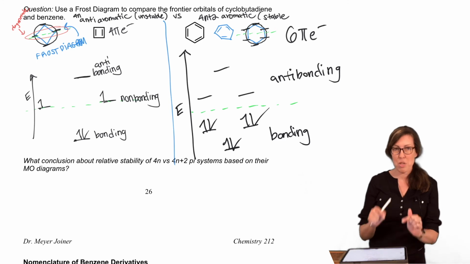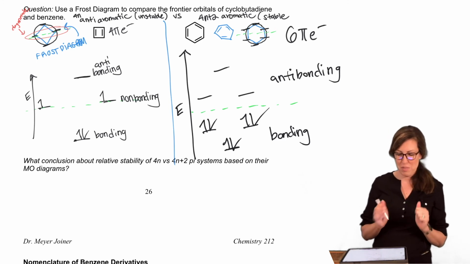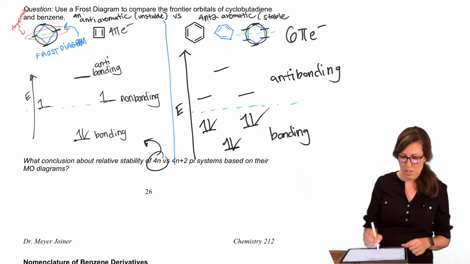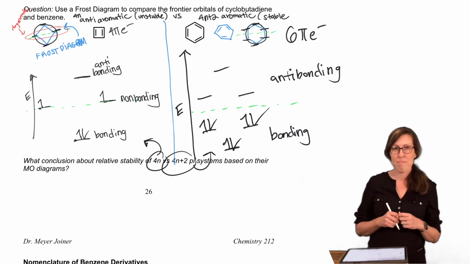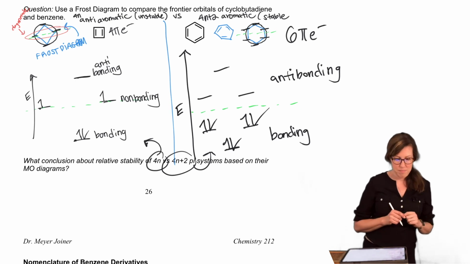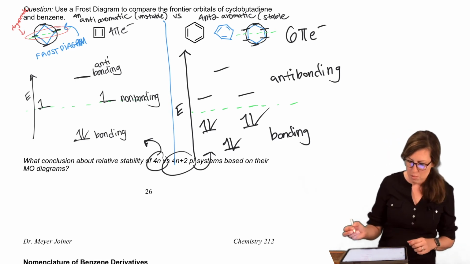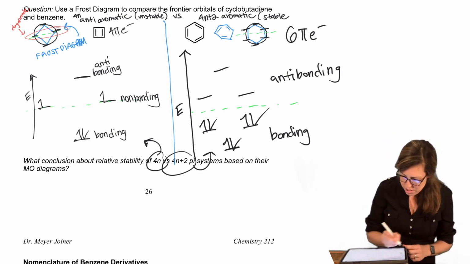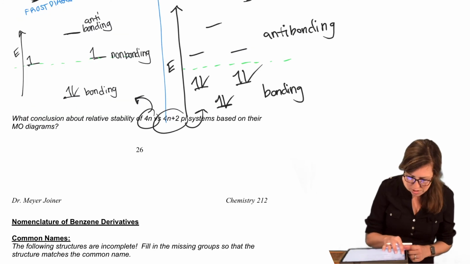What is our conclusion about 4n versus 4n plus 2 pi systems? So here's an example of a 4n pi system. Here's an example of 4n plus 2. What do we know about unpaired electrons? Very unstable. So let's compare these right here and write our conclusion statement.